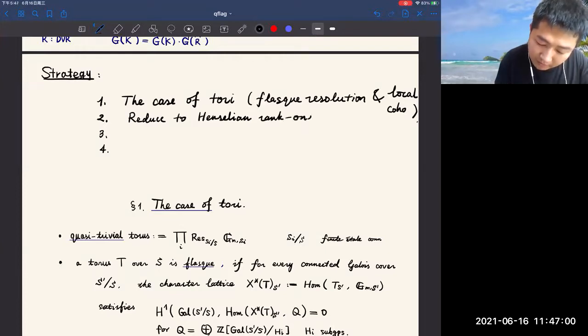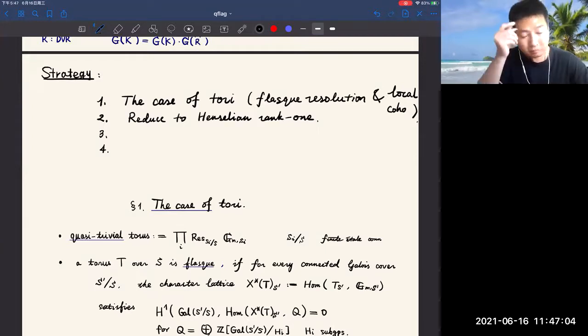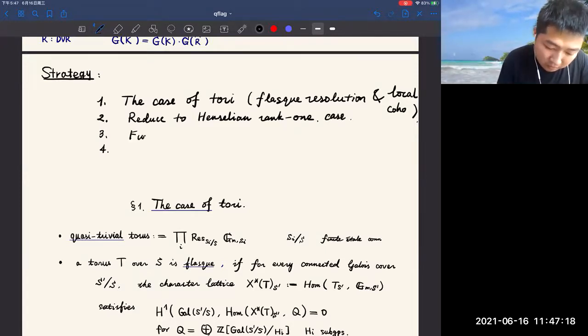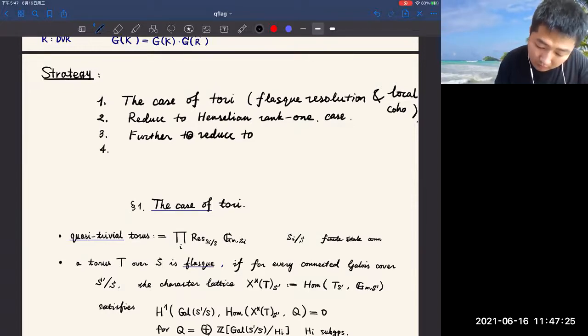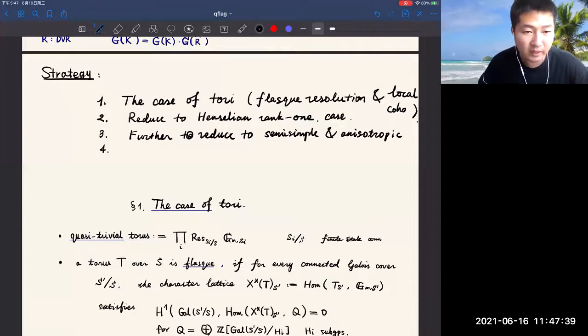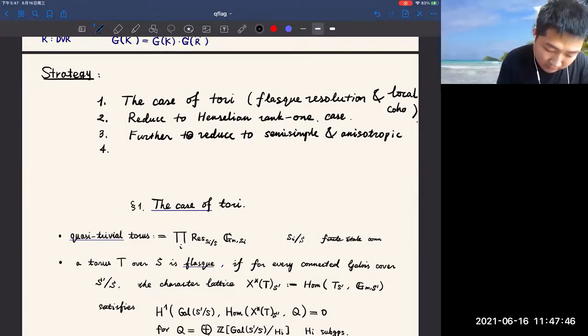The advantage of being Henselian is that Bruhat–Tits theory is exactly useful over a Henselian valued field. So being Henselian is really important. After that, we further reduce to when the group is semisimple and anisotropic. Anisotropic means that the group contains no copy of the multiplicative group; there is no G_m in such a group. And finally, we give a final proof by using a technique of Bruhat–Tits theory.